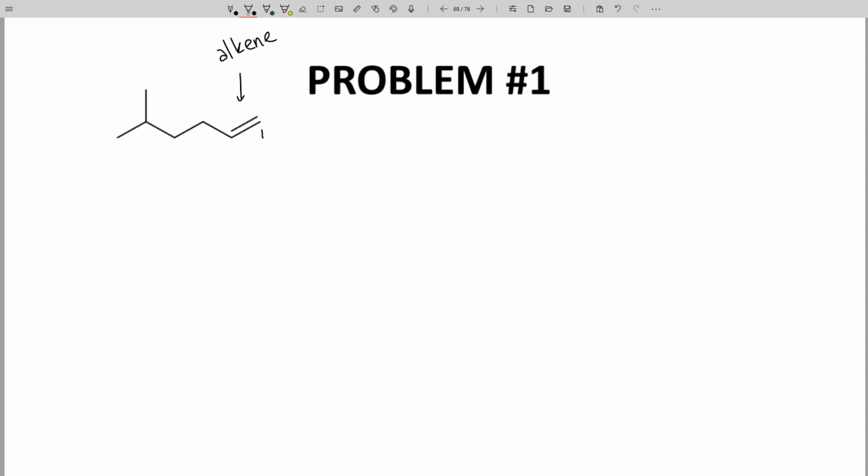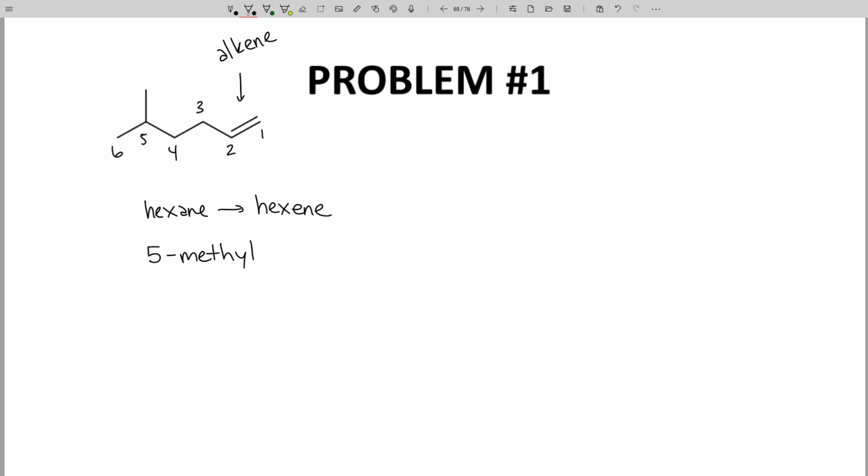So we'll start at the end. 1, 2, 3, 4, 5, 6. Fantastic. So this is a 6-carbon chain. We normally say a 6-carbon chain is a hexane, but since it contains an alkene, this is going to be some kind of hexene. And we can see there is a substituent. There is a methyl group at the 5 position.